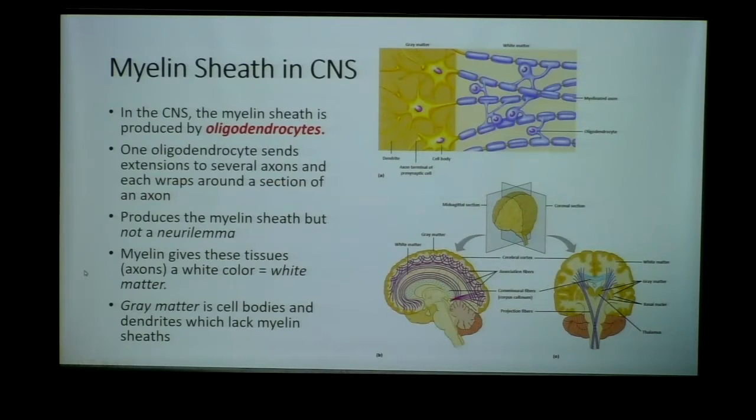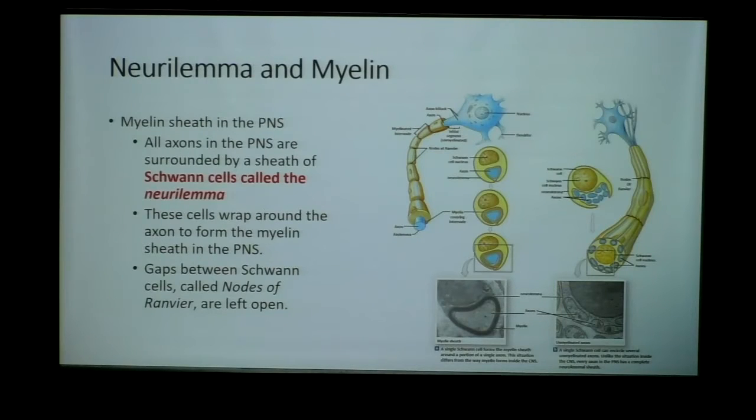Okay, now when you look in the peripheral nervous system, this is different. Okay, we don't have oligodendrocytes. What we have are Schwann cells, and we do create a myelin sheath, but we also have a neurolemma, which is a little bit different from the myelin sheath. So Schwann cells create this neurolemma, which is basically how we insulate these peripheral nerves. Now bear in mind, this is outside of brain, outside of spinal cord.